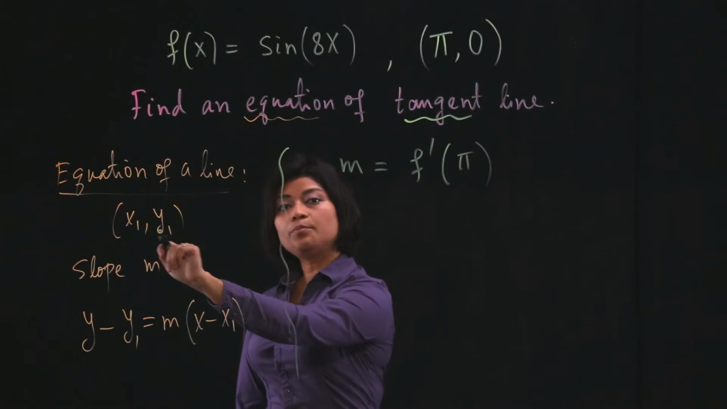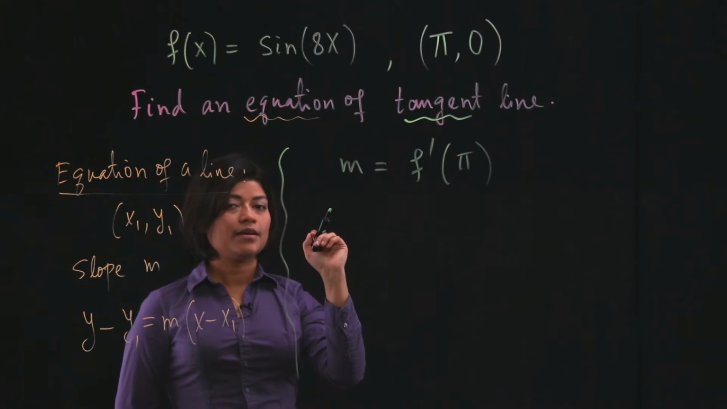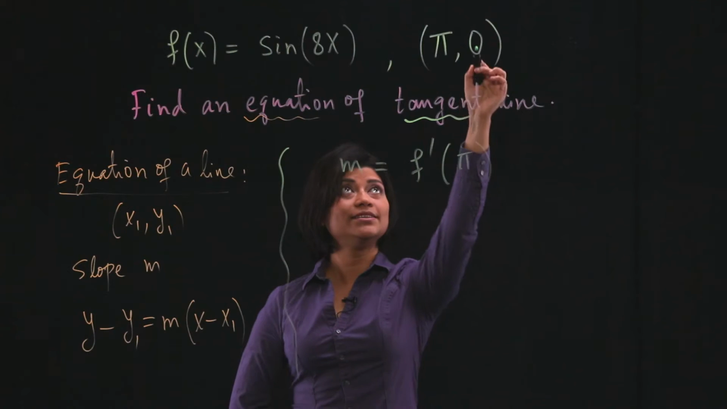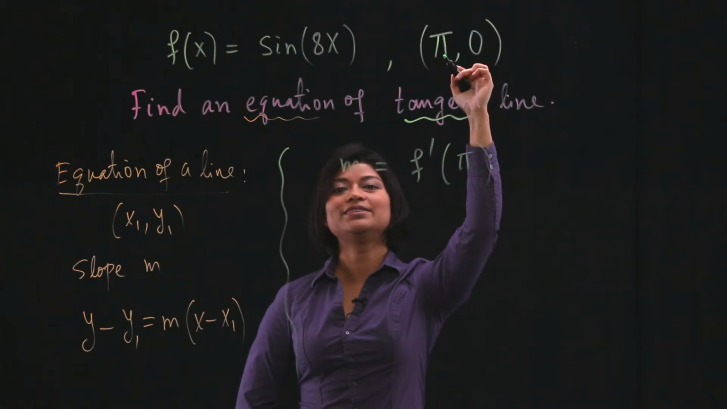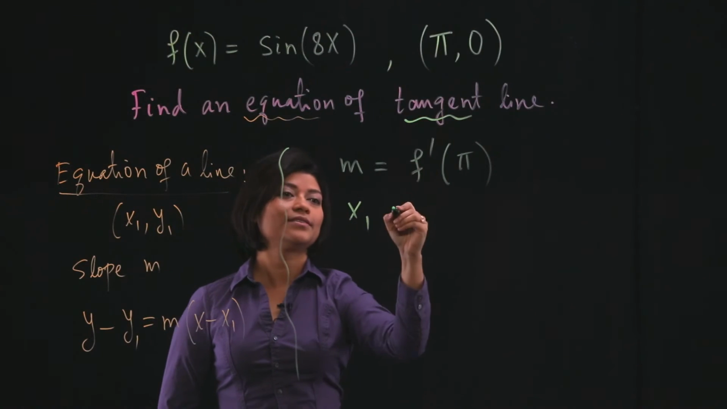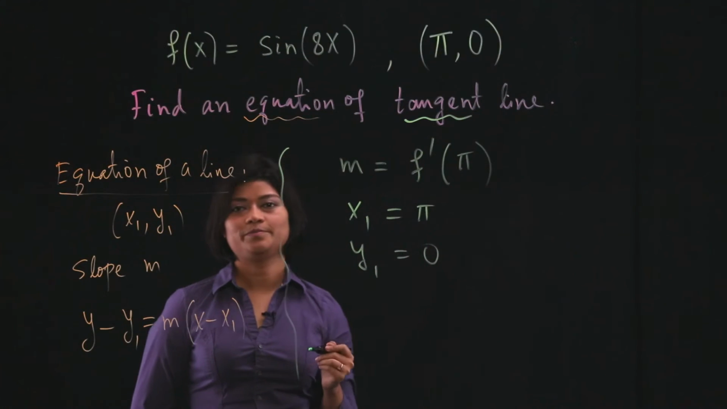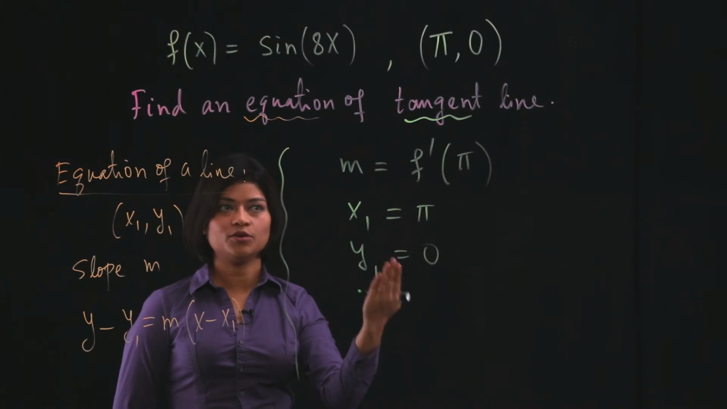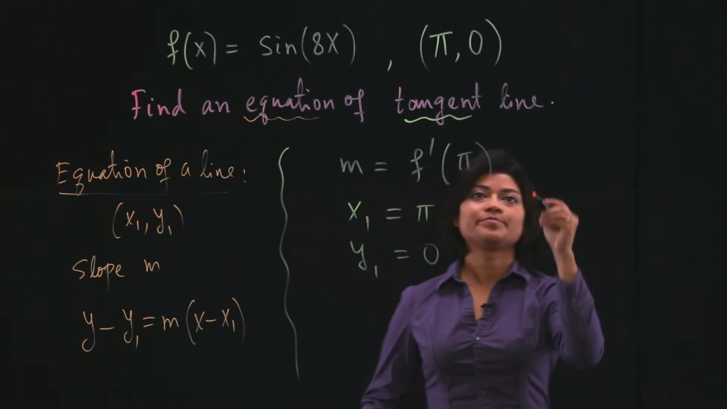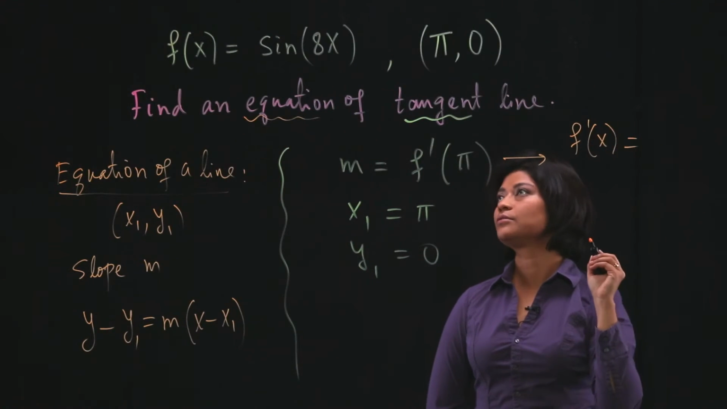Okay. What about the point x1, y1? Do we have that? We have to write down the equation of the tangent line at this point that's given right here. So that is the point on the line. So we already have the point. We have x1 is pi and y1 is 0. So we have almost everything. The only thing we need to calculate is the slope. So let's do that.